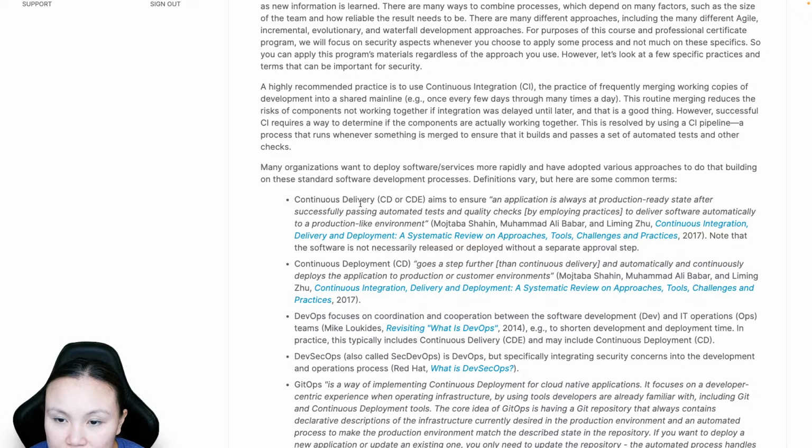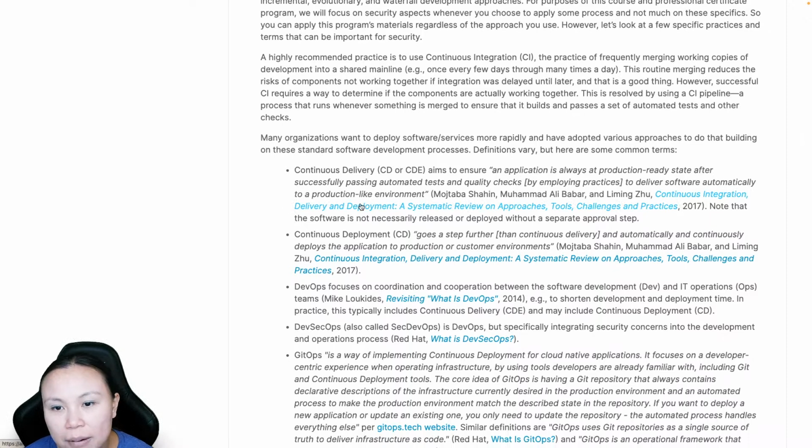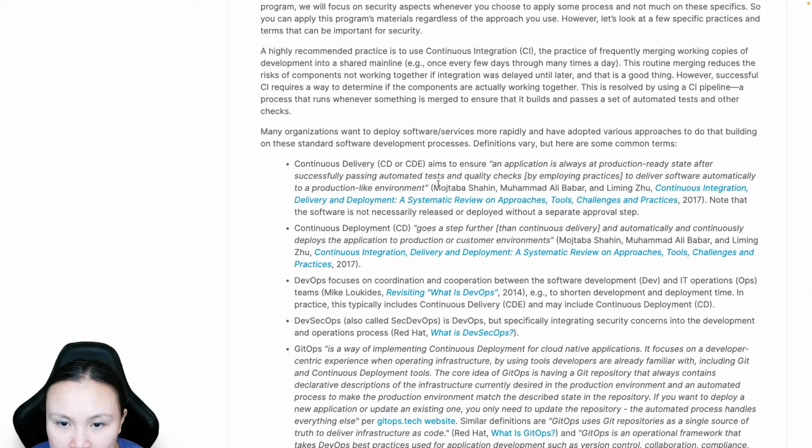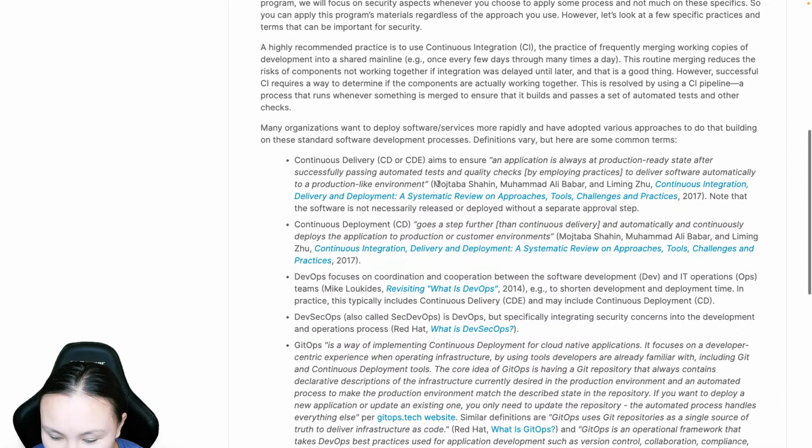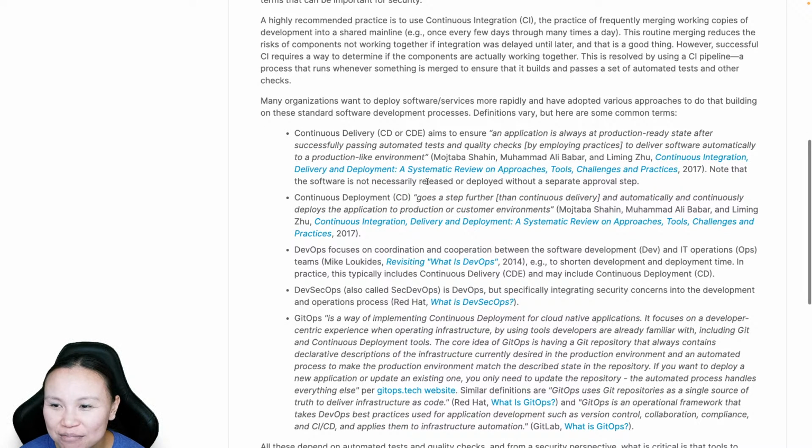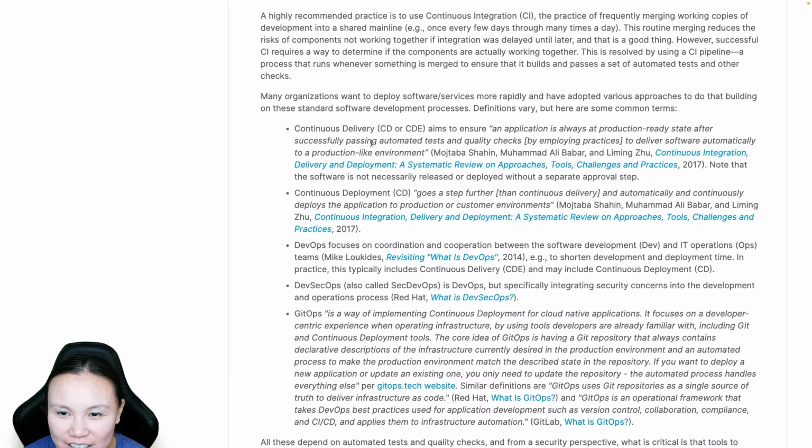Continuous delivery aims to ensure an application is always at a production-ready state after successfully passing automated tests and quality checks. Yeah, we have some open source projects. Well, I would say a lot of them are CI/CD. They may have their release cycle, but I have worked on some where whenever things got merged, they would get a new release. So the number of versions is quite huge. But yeah, they have their philosophy like this. They want to have continuous delivery.